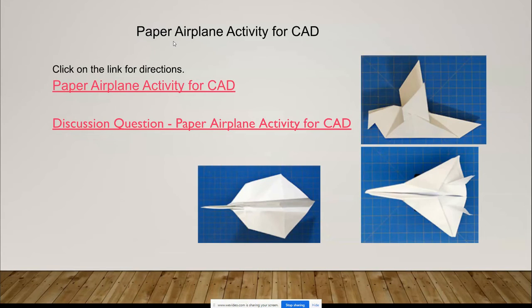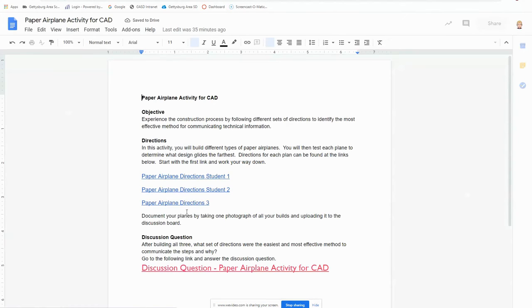Lastly, here I'm going to ask you to do a paper airplane activity that you're going to follow the directions, go to the link that is found in this particular slideshow, this paper airplane activity for CAD. It will take you to these directions. It is a Google Doc. Follow the directions, which will take you to directions on creating paper airplanes. So follow the directions, work your way through. You'll need some paper so you can actually fold up the planes.